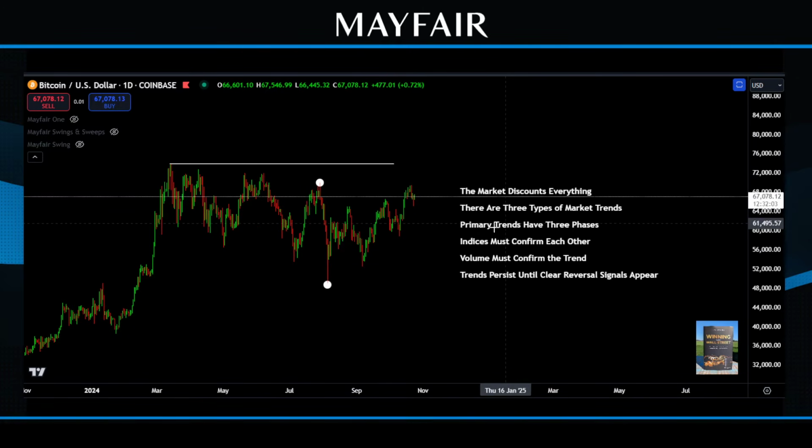Now, the fourth principle is indices must confirm each other, right? Now, this is almost like extra confirmation. Now, in terms of the indices, if you've got something like the Dow Jones going up and you've got SPX going down, then obviously there's a bit of a difference or discrepancy in that movement. So for the trend to be trending in the overall sense, you want to be seeing indices pointing in the same direction. It doesn't have to be all of them. It just needs to be the sentiment pointing in one direction, for a similar bias.